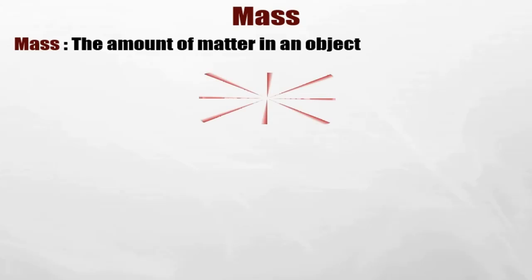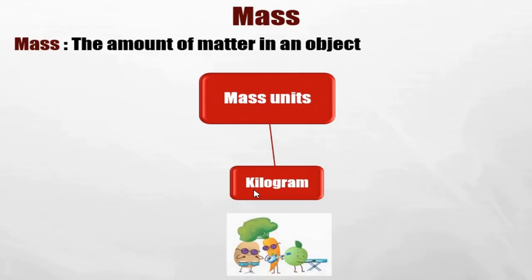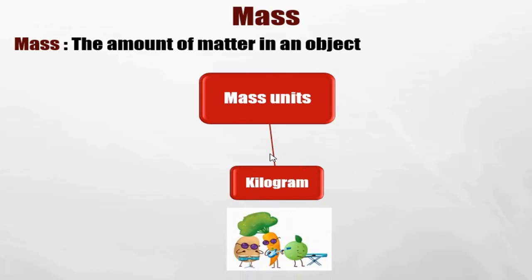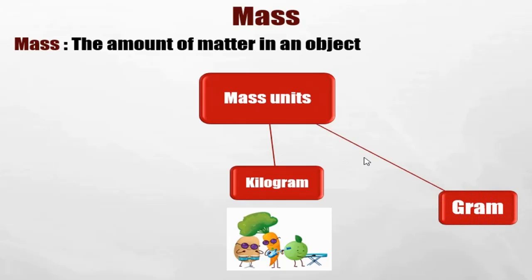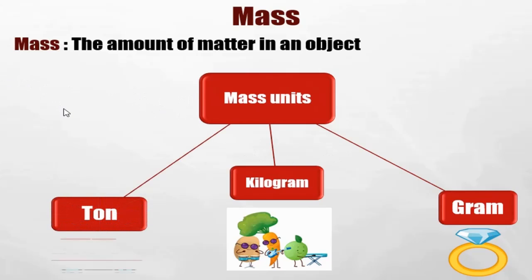Mass units. First unit, kilogram. For example, the mass of vegetables. Second unit, gram. For example, the mass of a golden ring. The last unit, ton. For example, the mass of a car.